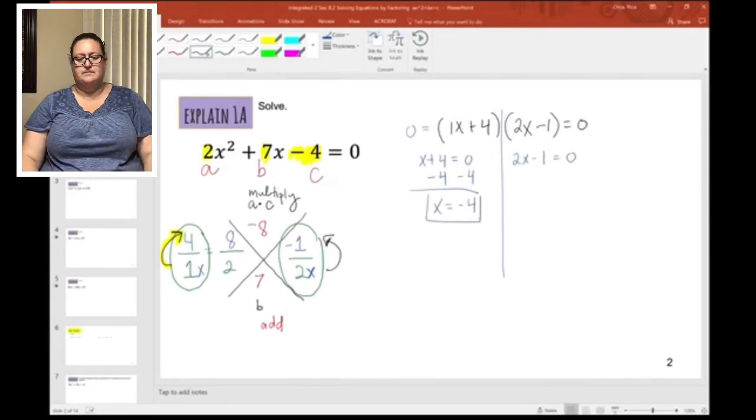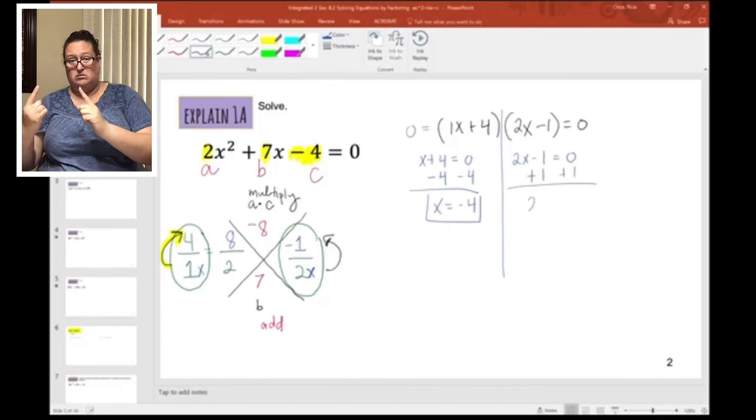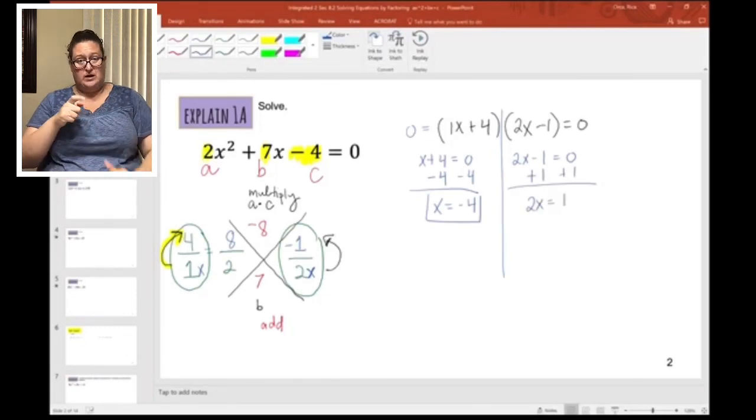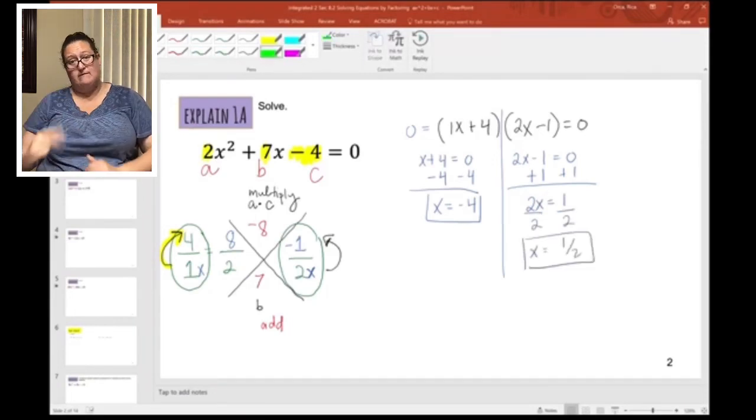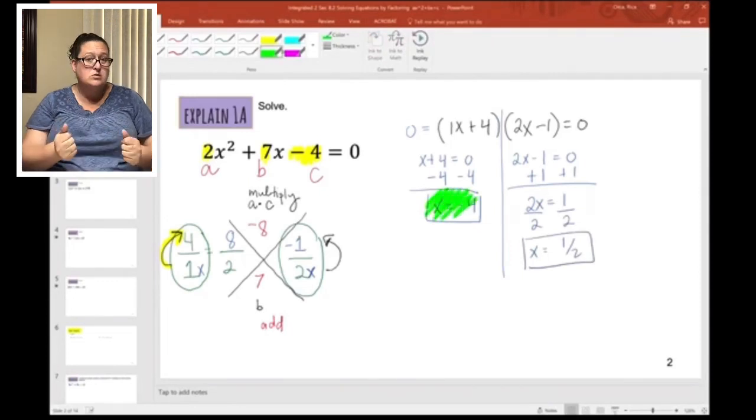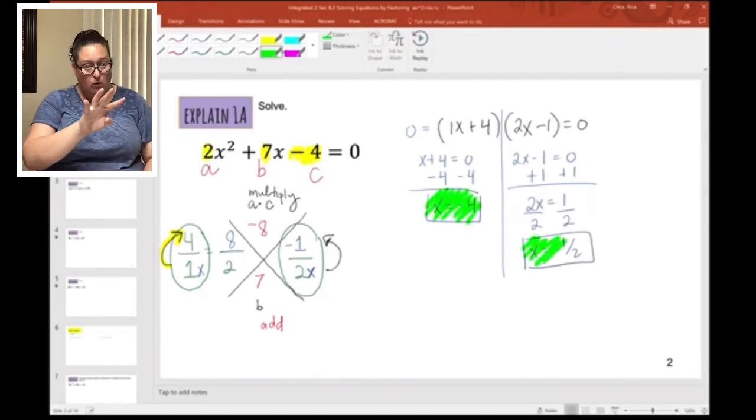In my second equation, I want to add 1 to both sides, which will give me 2x equals 1. Now let's divide by 2. X equals 1/2. So my solutions are x equals -4 and x equals 1/2.